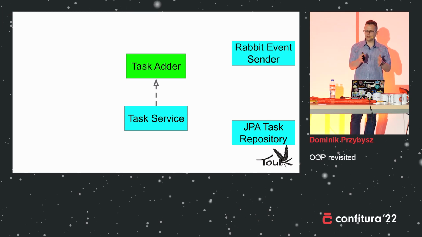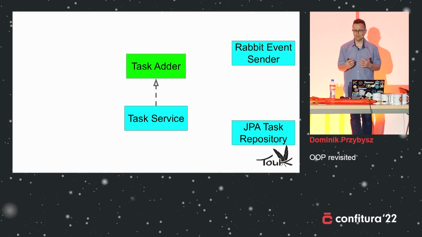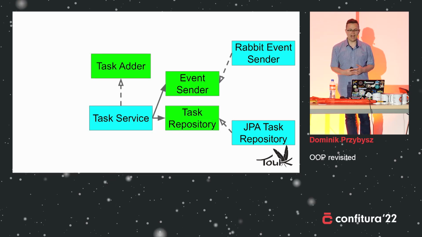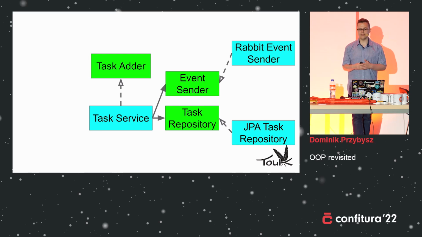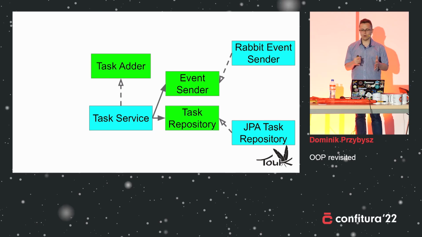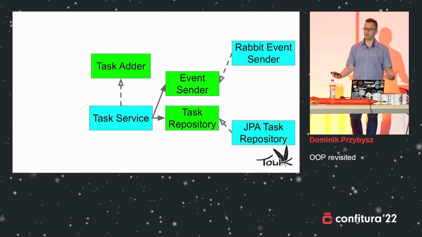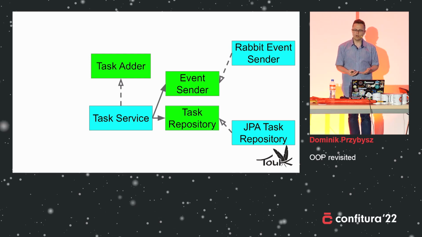And as you can see here, you have a lot of low-level components, and you don't want to have a connection between them because they are responsible for different things. So we should probably add some indirection again using interfaces. So we have created event sender and task repository, and it makes our code decoupled because, as you can see on the screen, every lower level component depends only on the higher level components.